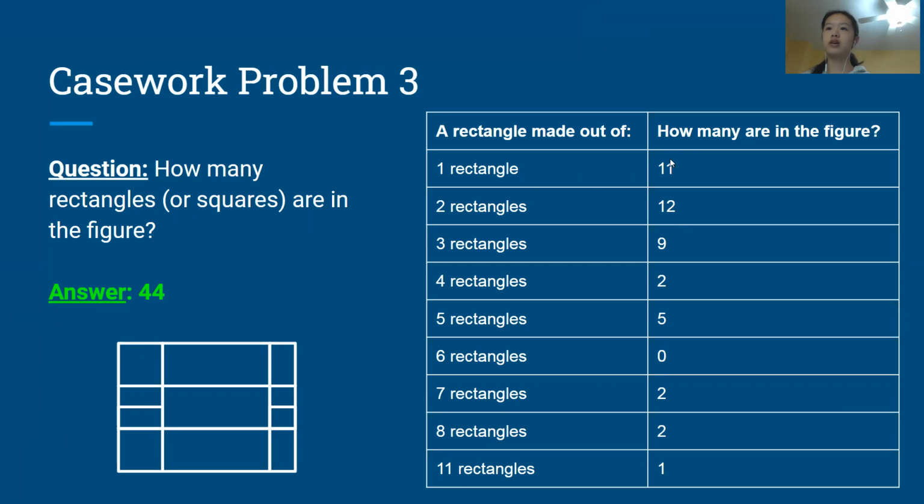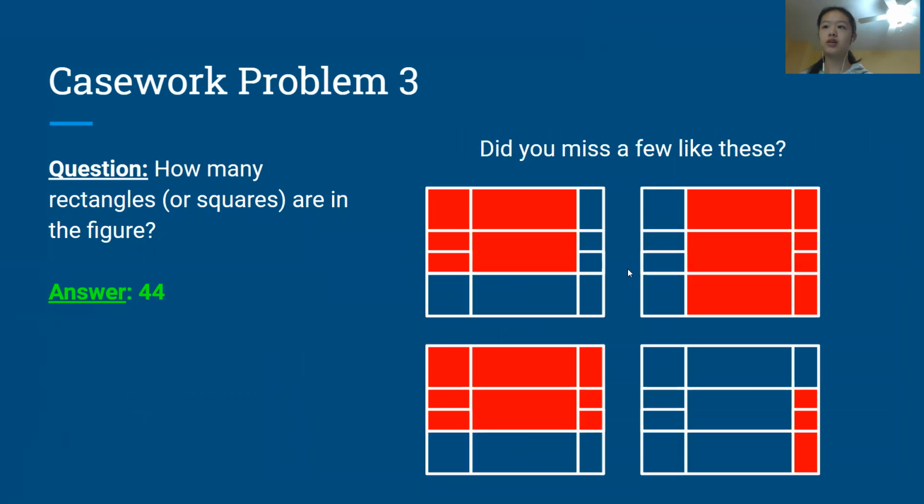So you would just have to make a table and then you can add them up and get the answer of 44. And again, this would be a lot harder without casework, but some casework problems can still be hard. It's just that casework makes it a little easier for you to solve them. Here are some of the ones you may have missed if you try to do this problem.